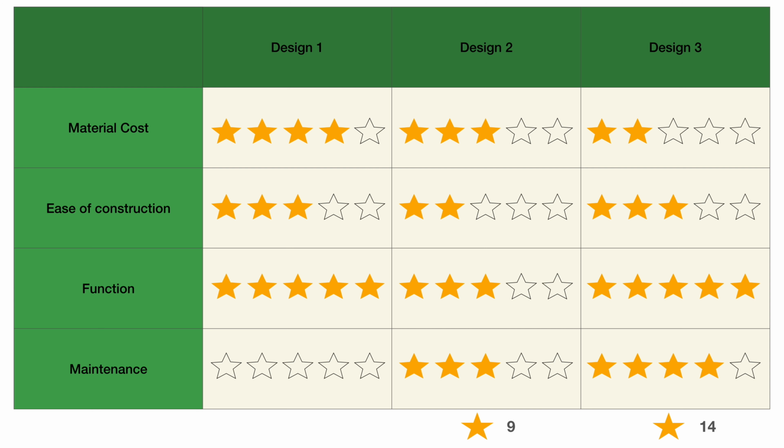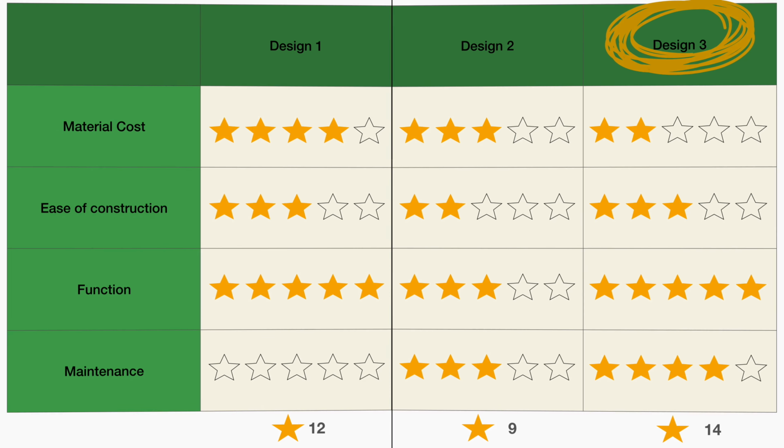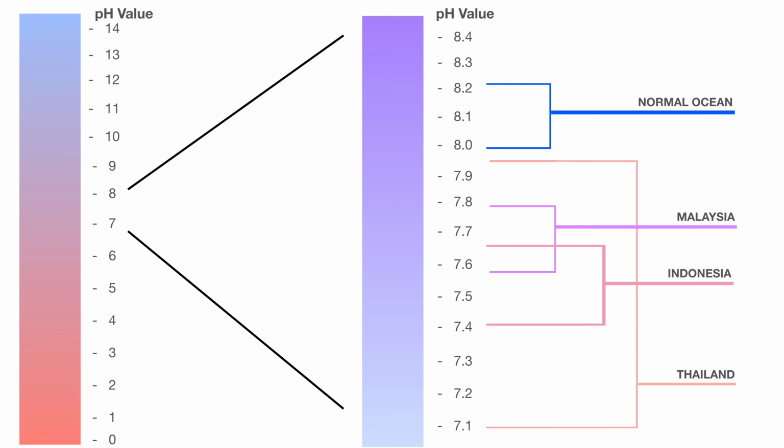As you can see, design 3 is the best among the others. This is a pH scale that shows 3 countries in Southeast Asia of the pH value of the ocean. As you can see, normal ocean should have 8 to 8.2 pH level.